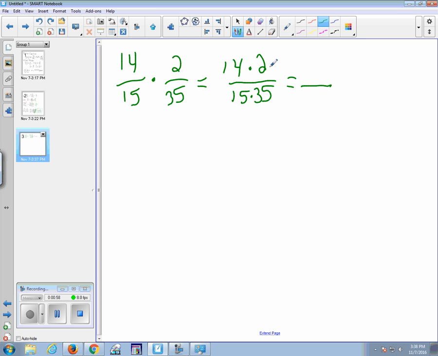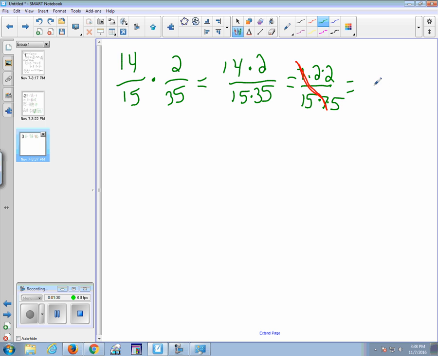14 times 2 is 28. That means 28 is 14 times 2. 14 is 7 times 2. And 2 is already a prime number. 15, that's 5 times 3. 5 won't cancel, 3 won't cancel. So I'll just leave that as 15. But 35, 7 and 5, what do you know? Goodbye sevens.